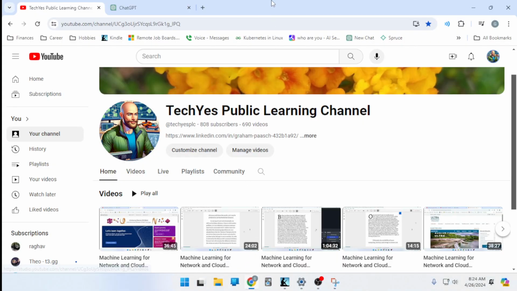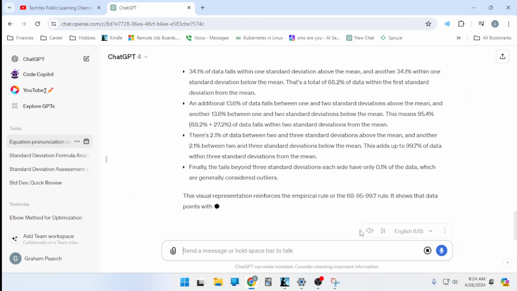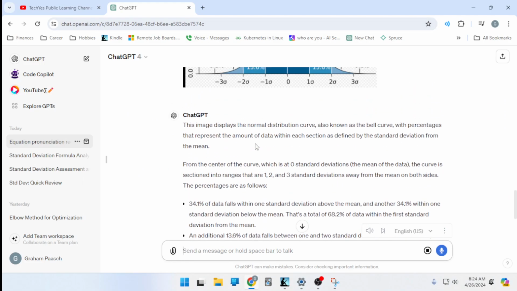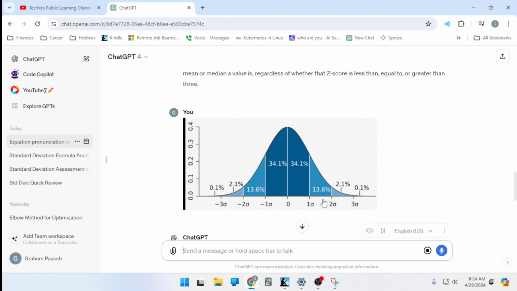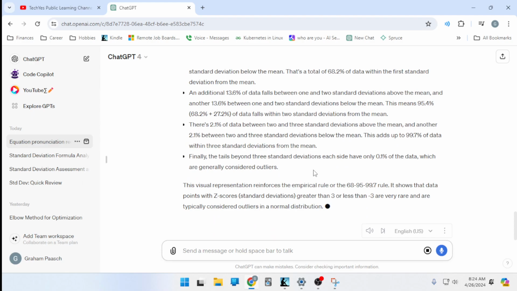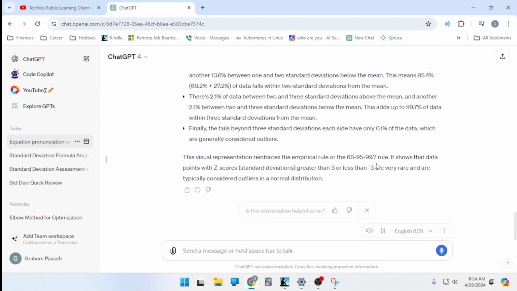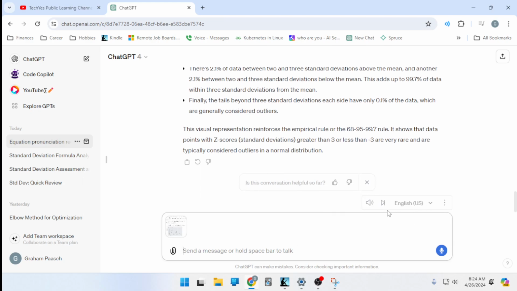An additional 13.6% of data falls between 1 and 2 standard deviations above the mean, and another 13.6% between 1 and 2 standard deviations below the mean. This means 95.4%, 68.2% plus 27.2%, of data falls within 2 standard deviations from the mean. There's 2.1% of data between 2 and 3 standard deviations above the mean, and another 2.1% between 2 and 3 standard deviations below the mean. This adds up to 99.7% of data within 3 standard deviations from the mean.